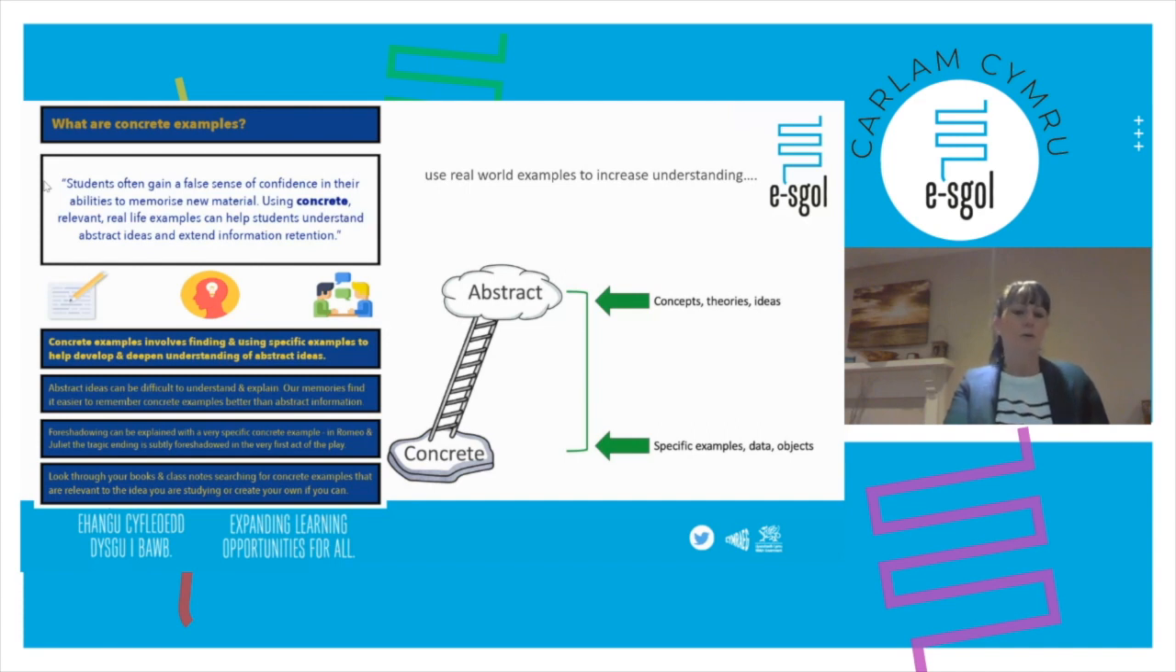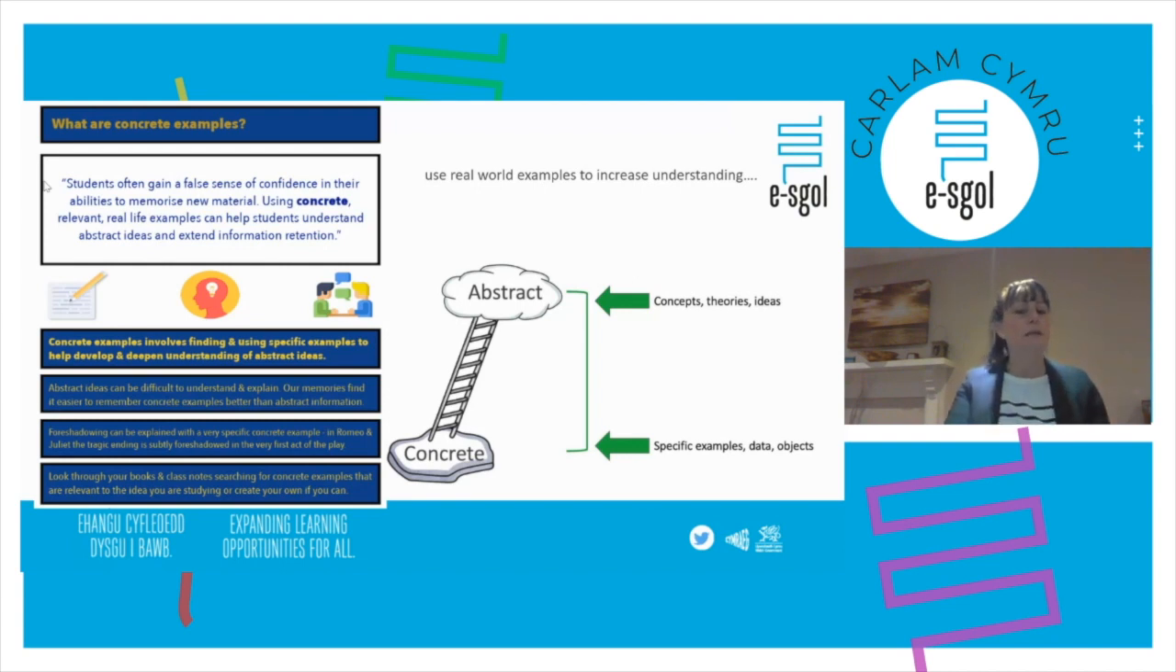So if you were using concrete examples, you would find specific examples, everyday examples even, to help develop and deepen understanding. So abstract ideas can be really difficult. As you can see there, I've written concepts, theories, ideas. These are just things that you have to learn, basically. But if you can get a specific example that you understand, then all of a sudden that concept, that abstract idea, becomes more relatable and you understand it better.